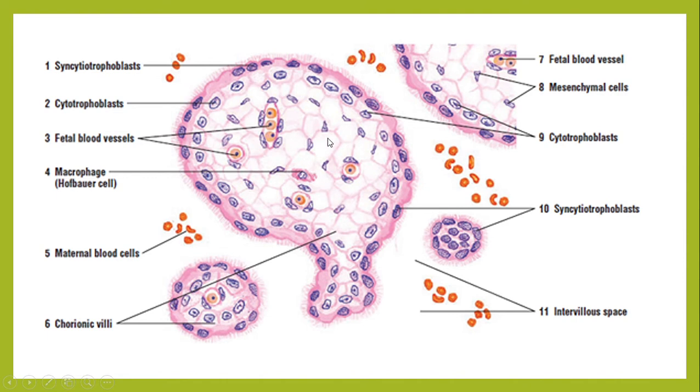Okay. Then the fetal blood vessels can be seen at the core of each villi. At the core of each villi there are fetal blood vessels. Inside the fetal blood vessels there are erythrocytes. Erythrocytes are the blood cells, isn't it? So fetal erythrocytes can be seen inside. Okay.